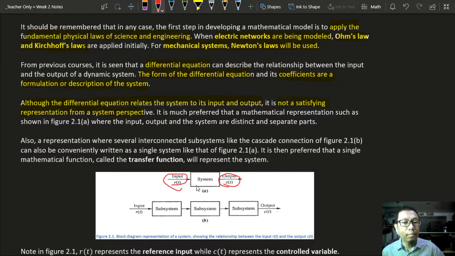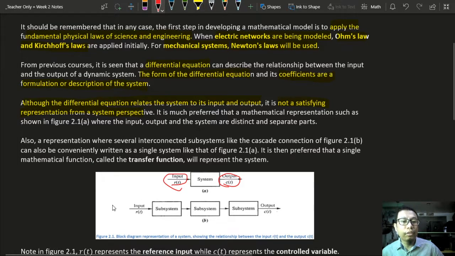if we describe this system through a differential equation, yung magiging resulting model natin is a linear differential equation, okay, of n order. So pagka ganun, medyo mahirap i-solve yung mga ganun type ng equation. Okay, so what we want to do or what we want to have is a model that can separate R(t), C(t), and the system. Okay, so ayan, yun yung objective ng modeling natin. Okay, also a representation where several interconnected subsystems, okay, like this one.